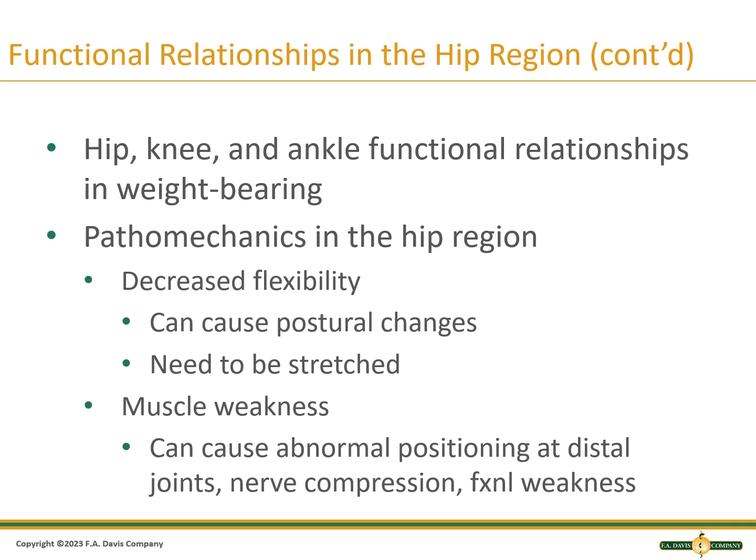Muscle weakness at the hip can cause abnormal positioning at distal joints. It can also result in nerve compression because when muscles are weak, they become tight, and that decreases the space for nerves to travel. And it can also result in functional weakness where the patient is having limitations to their daily activities because they do not have sufficient strength.